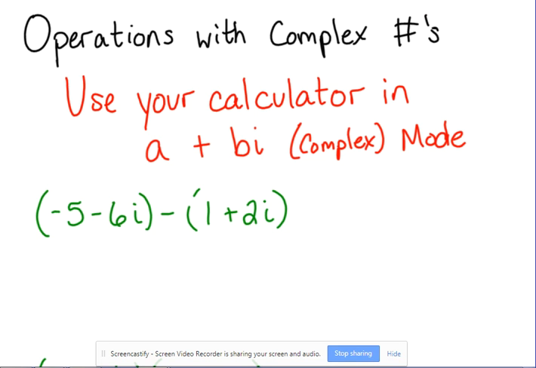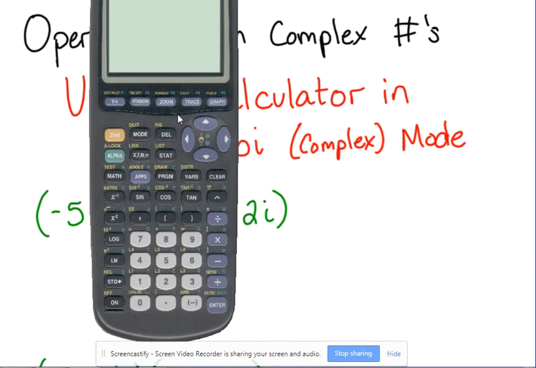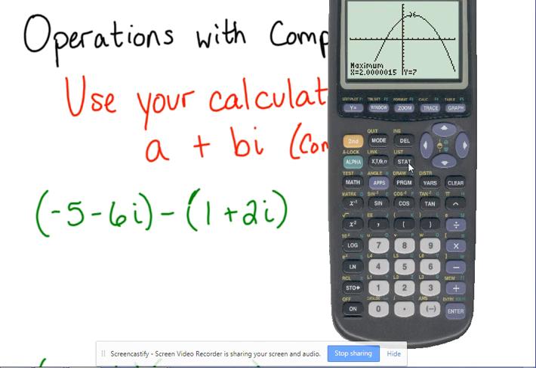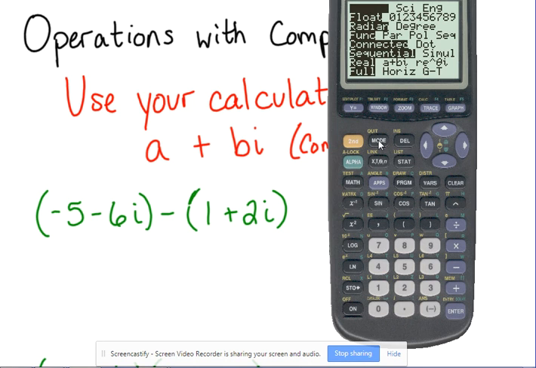We can also add and subtract and multiply complex numbers, but guess what? You can use your calculator. Okay? You just need to make sure that you are in what we call complex mode. So I want everybody right now to take your calculator and go to mode. Usually we don't mess with anything here, but you need to go all the way down to the last line there.